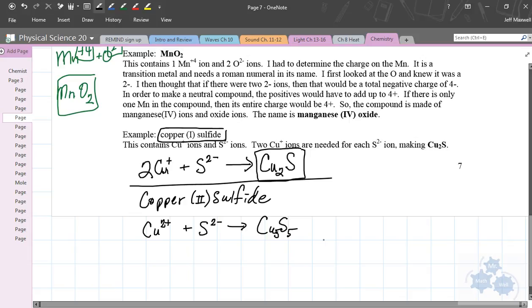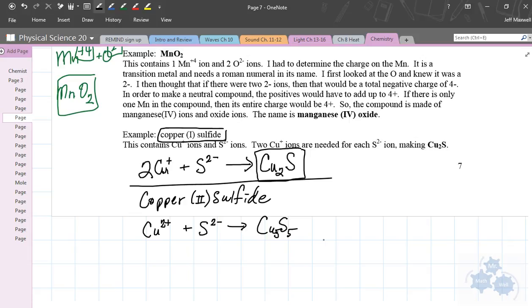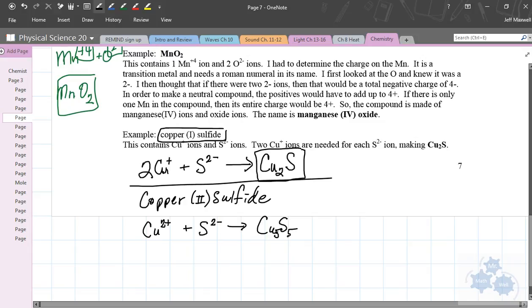Normally you would do the lowest ratio of the numbers. So that's why we wouldn't put Cu5S5. It's improper because we're talking about a basic kind of formula unit, which would be the simplest ratio here. Okay, CuS.